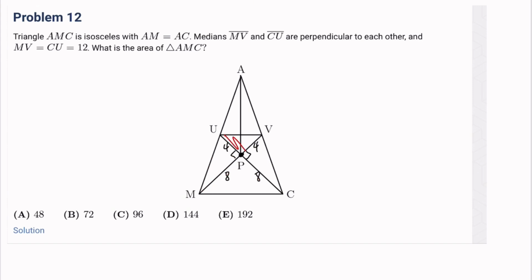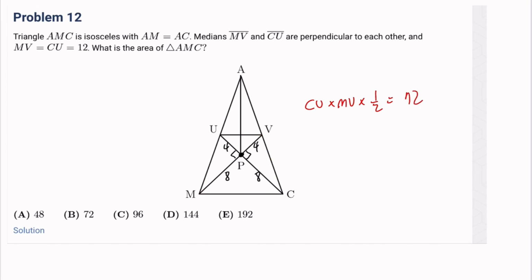And we also know this area. Then we can get the entire area of this isosceles trapezoid, right? So UVCM, and to get that, we just have to multiply this by this by 1/2, right? So CU times MV times 1/2, this equals 12 times 12 times half equals 72, right? So this much is 72.